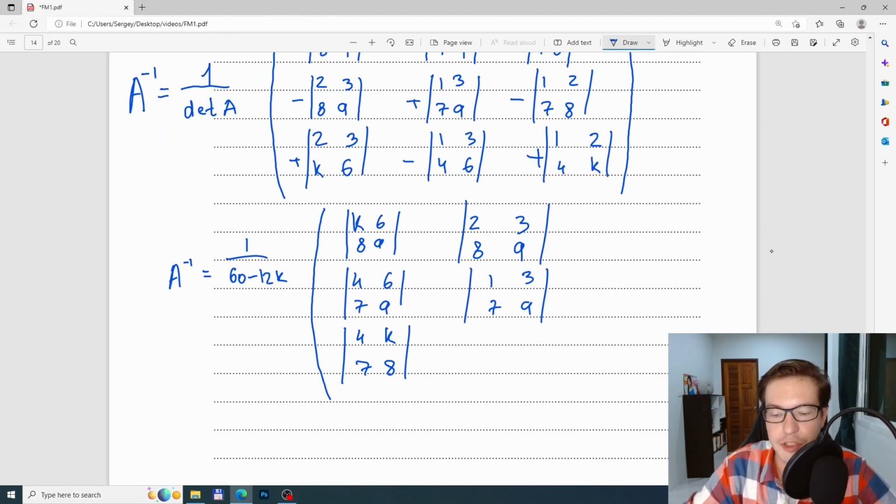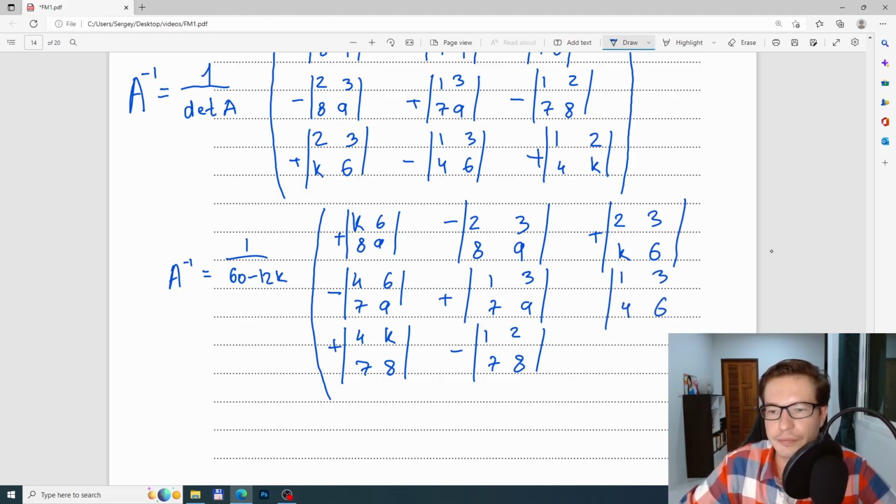Actually, don't forget about plus and minus. So it's plus, minus, plus, minus, plus. 1, 2, 7, 8. Minus. And finally, the third row now becomes the third column. And I got 2, 3, k, 6. 1, 3, 4, and 6. 1, 2, 4, k.